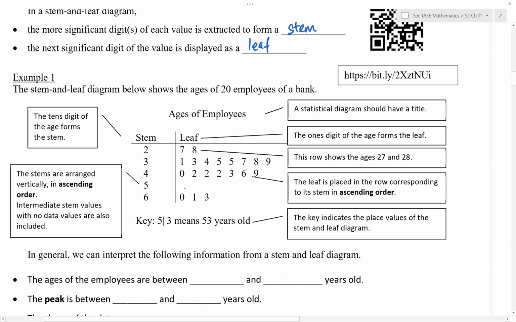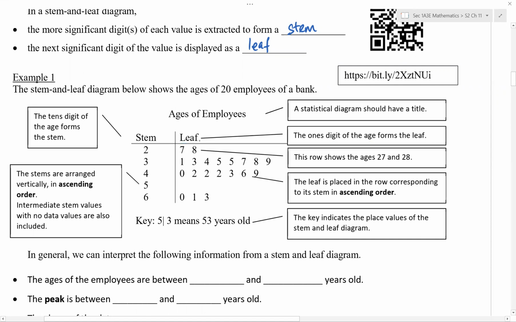So now back to the stem. The stems are arranged vertically in ascending order. Intermediate stem values with no data values are also included. For example, this 5 over here. We do not have anybody who is of age 50 until age 59, but we still have to include the digit 5 over here. And now the next significant digit will be placed under the leaves. In this case, the leaves contain the ones digits of the age.